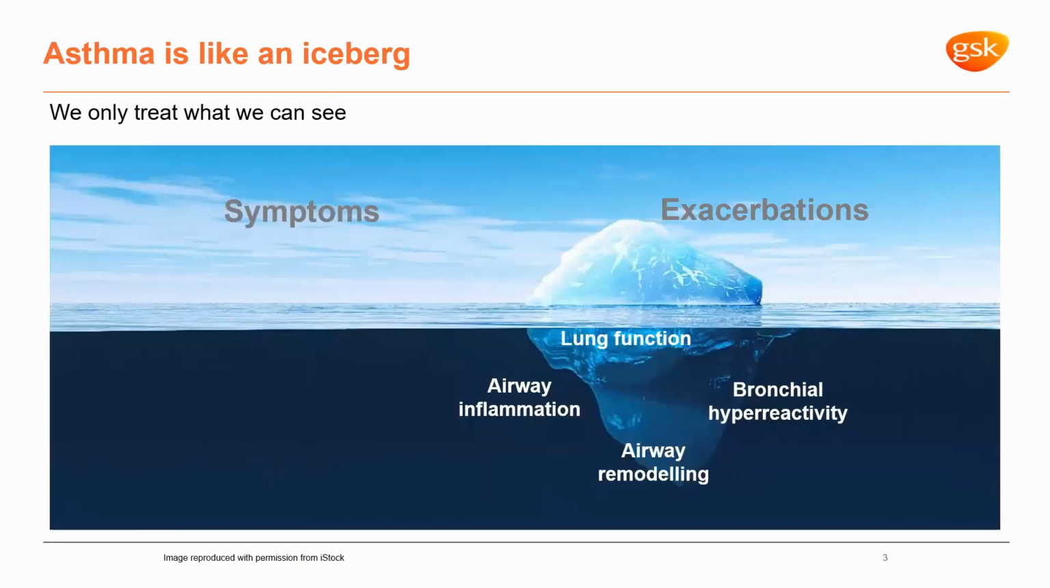The aim of asthma treatment is to address two things, symptoms and exacerbation. Unfortunately, there are also other things that we most of the time neglect, which are lung function, airway inflammation, airway remodeling, and bronchial hyperreactivity.